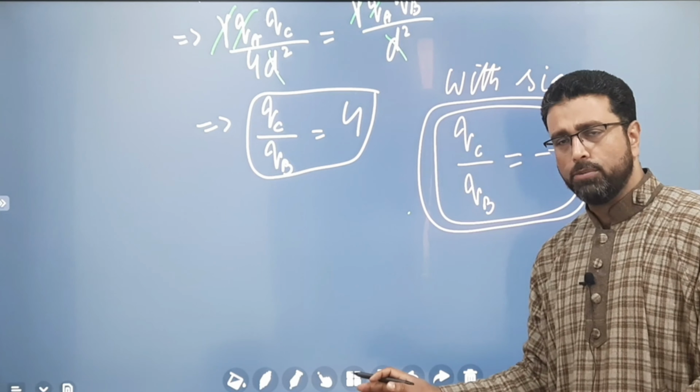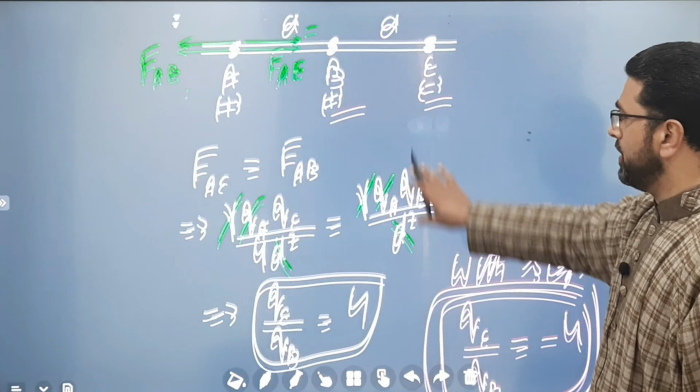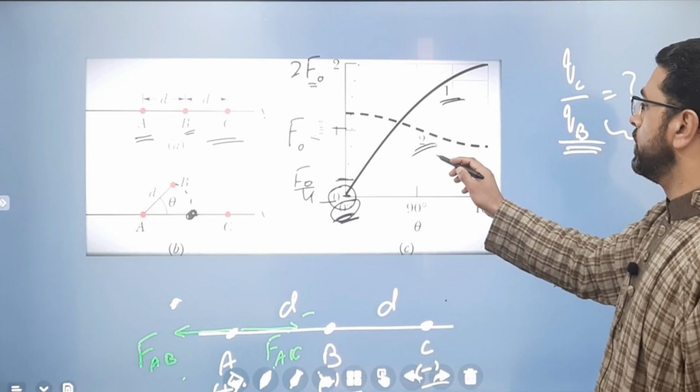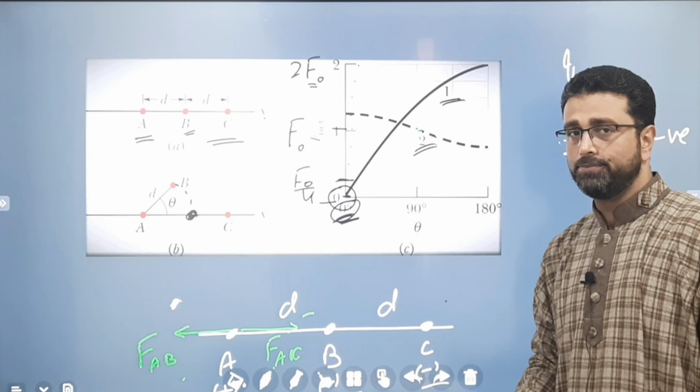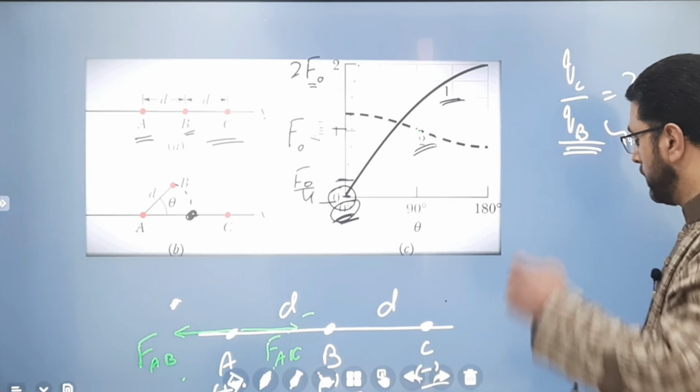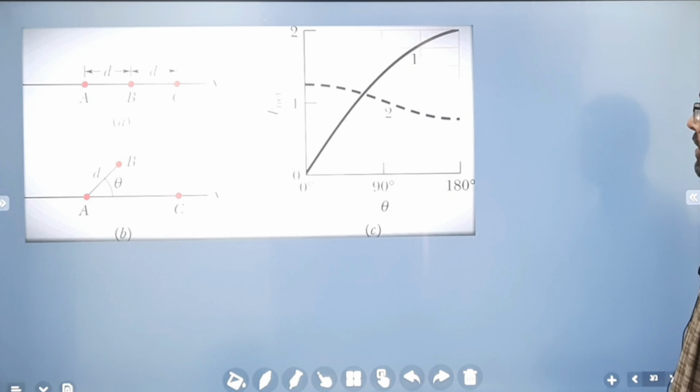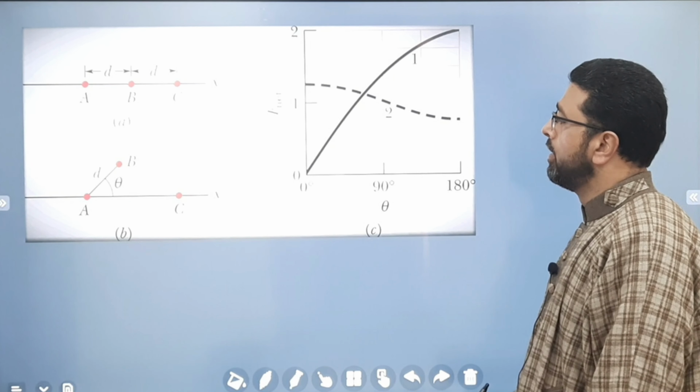Simple. We have done many problems like this. Part B is a bit different. Curve 2 is a bit different. We have to deal with curve 2 now. So let's deal with that on the next page.